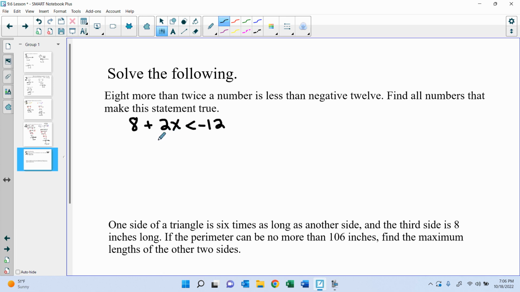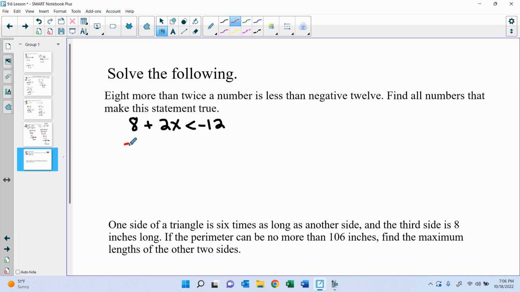And then we want to find all numbers that make this statement true. So that's the reason there's a lot of numbers that will make this true. For example, if I had negative 1,000, this is going to be true because you'll have negative 2,000 plus 8. That's definitely less than negative 12. So there's lots of answers here. So we have to have an interval for this. So you just solve what you ended up with.